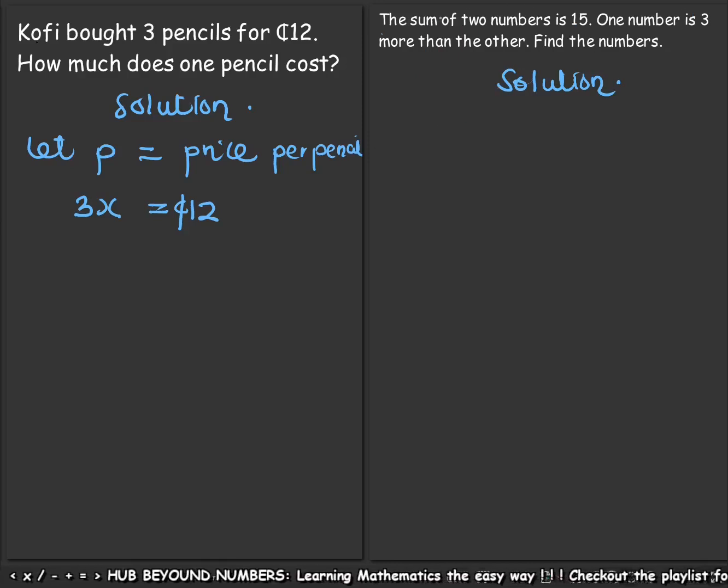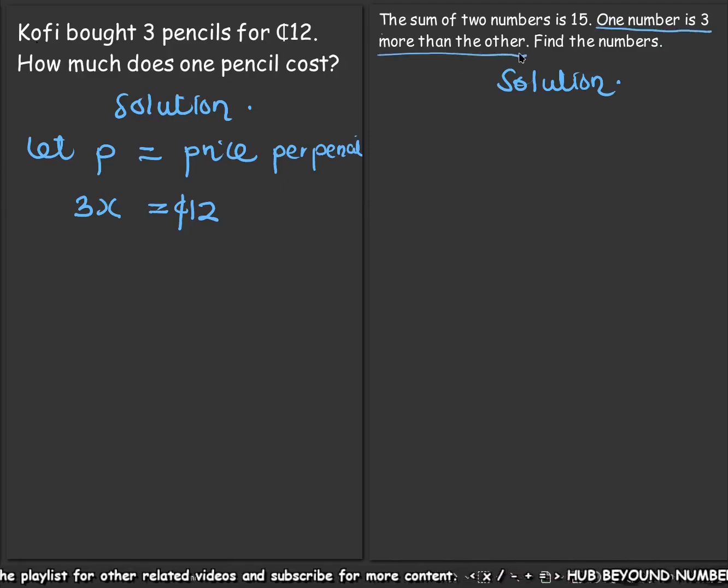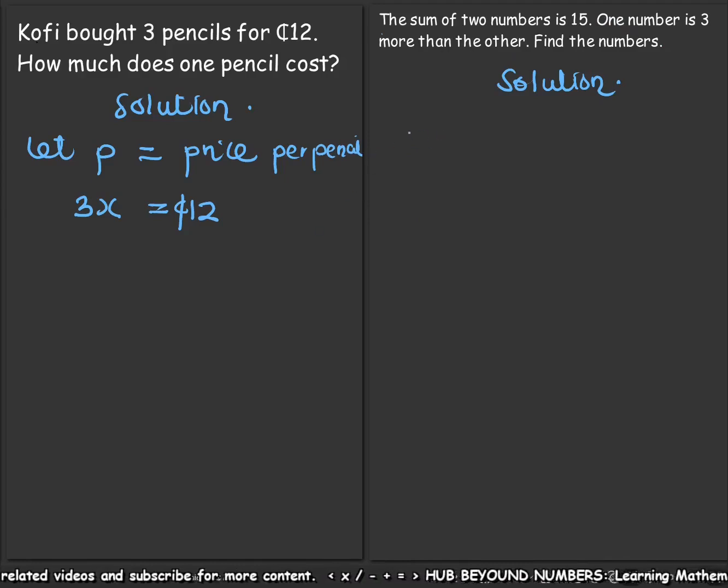One number is 3 more than the other. One of the numbers is 3 more than the other. We have to find the numbers. So what we do is, there are two things we are looking for here, the first number and then the second number. But this statement here gives us the relationship between one of the numbers and the other.